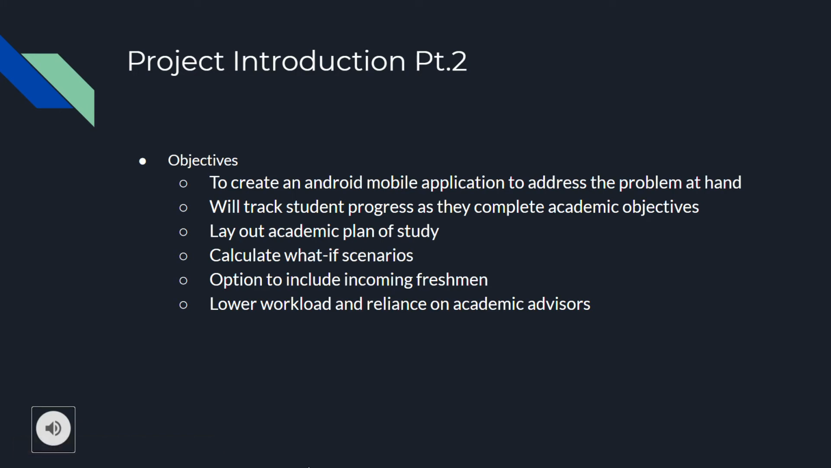In order to address this problem, our group has developed an Android mobile application that will track student progress as they complete their academic objectives. It will also lay out an academic plan of study that will help the student understand what classes they need to take in order to graduate. It will also include a calculating option for what-if scenarios, just like the My Purdue plan. And for incoming freshmen, we have also included an option that would educate them on how to register for their classes. In due time, we hope that this app will lower the workload and reliance on academic advisors.